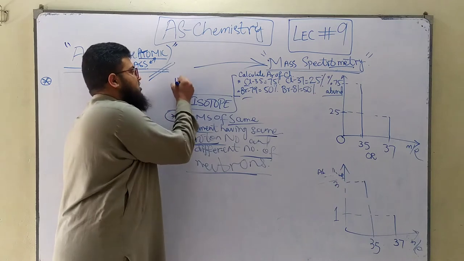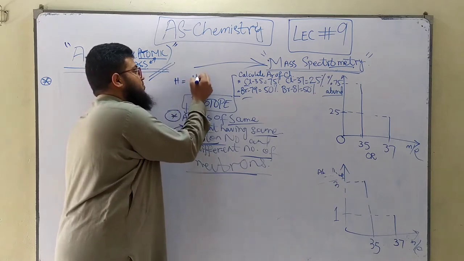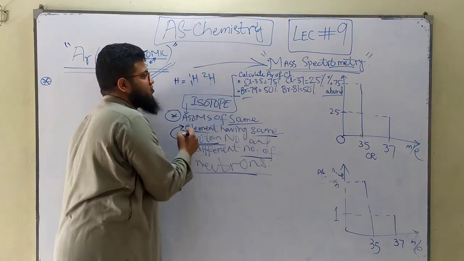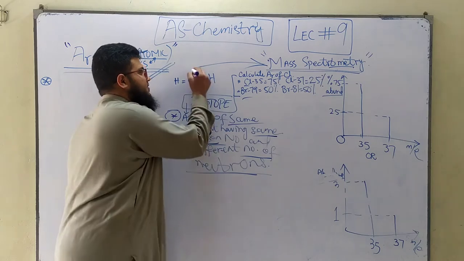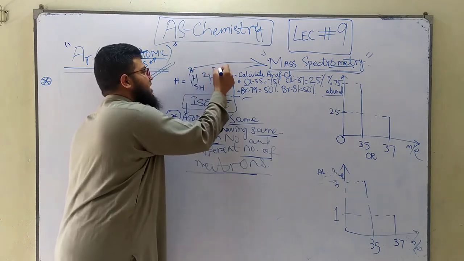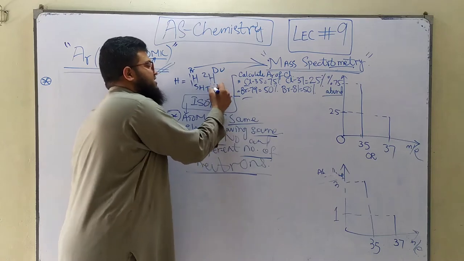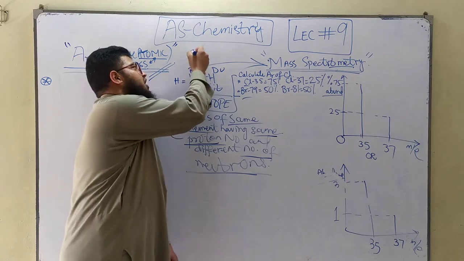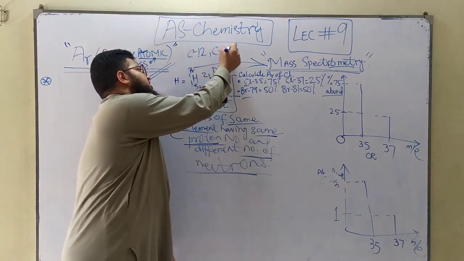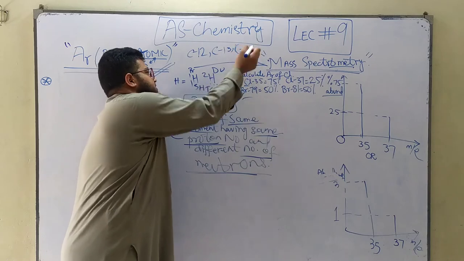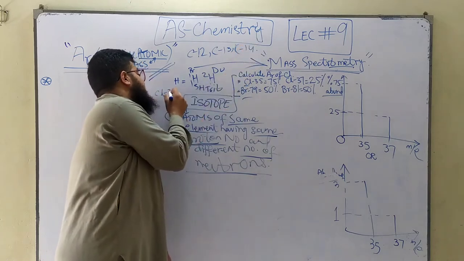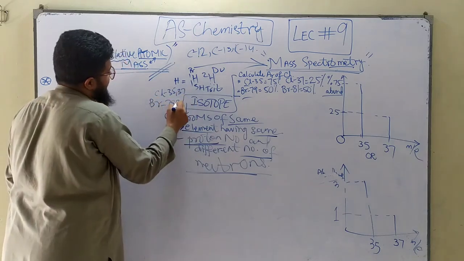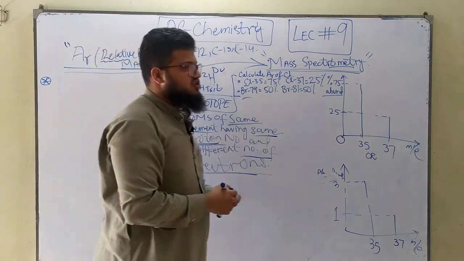For instance, hydrogen has 3 isotopes: one with a mass of 1, the normal protium, then one with a mass of 2, then one with a mass of 3. These are called protium, deuterium and tritium. Similarly you have isotopes for carbon: carbon 12, carbon 13, carbon 14. Chlorine has 35 and 37. Bromine has 79 and 81, and so on, many other isotopes that exist naturally.